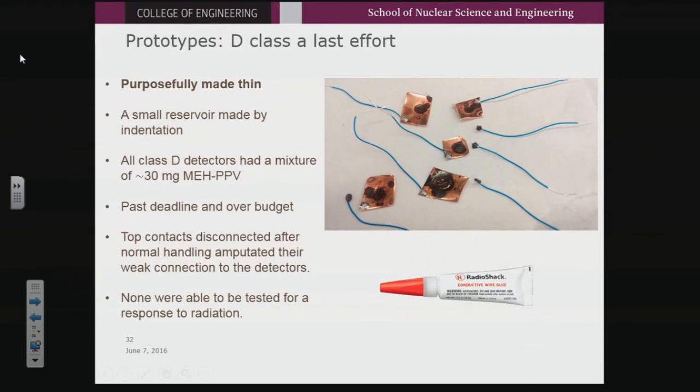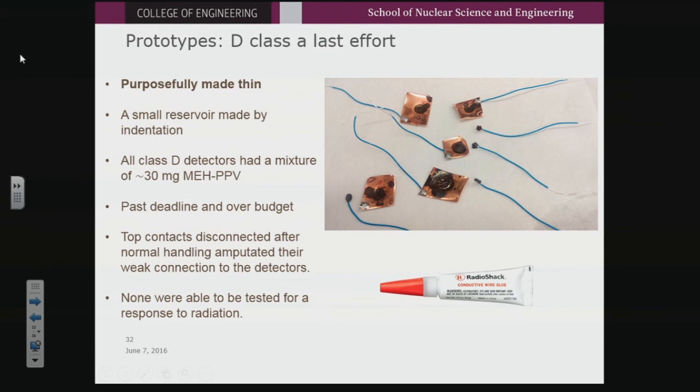So at this point, I made Class D prototypes, which is a last effort. And I purposely made them thin, because I thought that if I made them thin, I could probably show that there is a response to radiation. And due to the fact that the previous detectors were very thick, again, I wanted to sort of separate myself from the previous work by making these of the millimeter scale. So if I wanted to show that there could be a response to radiation.